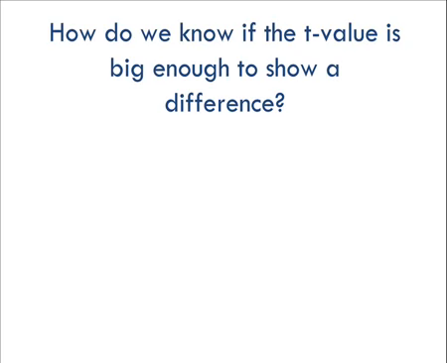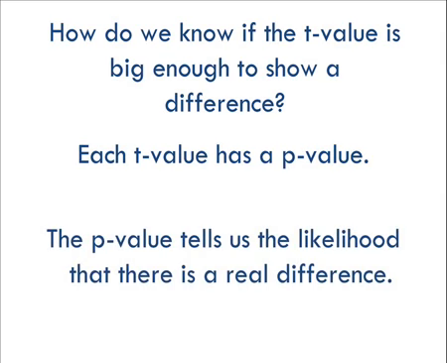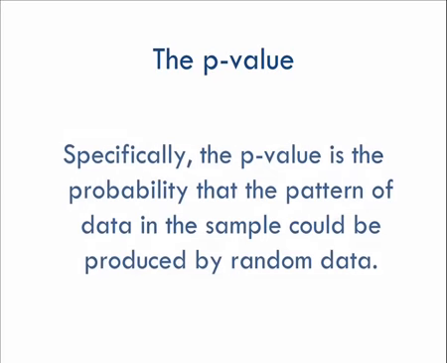But how do we know if it's big enough? Each t-value has a corresponding p-value. The p-value is the probability that the pattern produced by our data could be produced by random data. In other words, it tells us whether the difference between our groups is real, or if it's just a fluke.